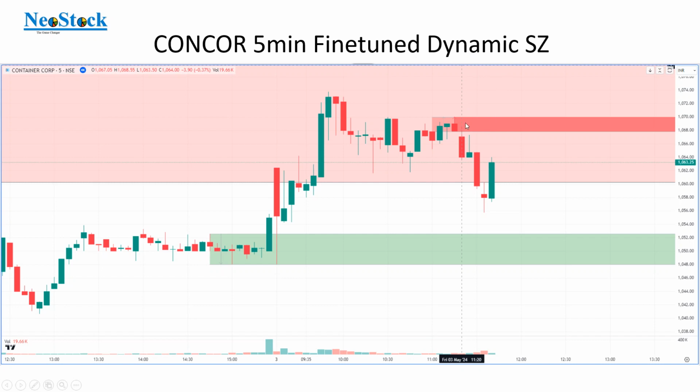This is the one. And this fine-tuned 5 minute zone is a dynamic supply zone. Why are we saying dynamic zone? Because it is created during the live market. Anything that is created during the live market on that particular day, we are calling it a dynamic zone. Next day it is going to be a normal zone only. But during the live market, until before the market closes, we can call this zone a dynamic zone. Once market hours are completed, this will become a normal zone only.